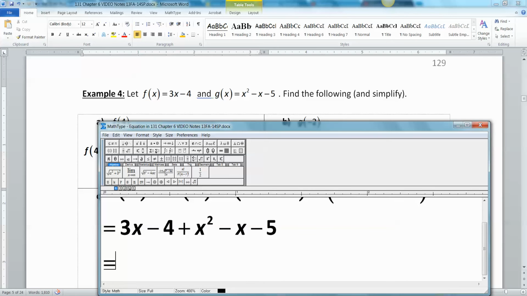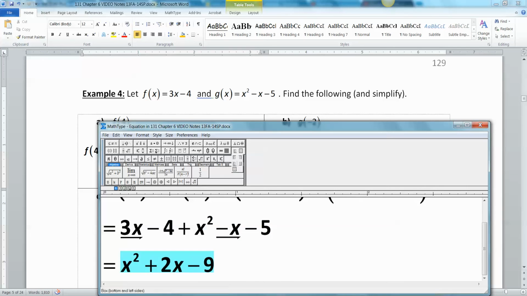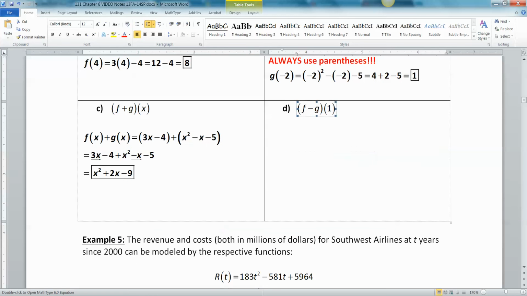And then I'm going to combine like terms. So I have x squared in front, because we always like our highest power in front. Then you have a 3x here and a minus x here. So those two kind of go together. Here, let me give them a little note. There, those two go together and make 2x. And then the two numbers go together. Minus 4 minus 5 makes minus 9. So x squared plus 2x, take away 9. Done with that.